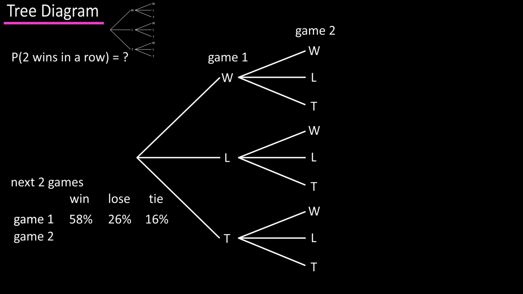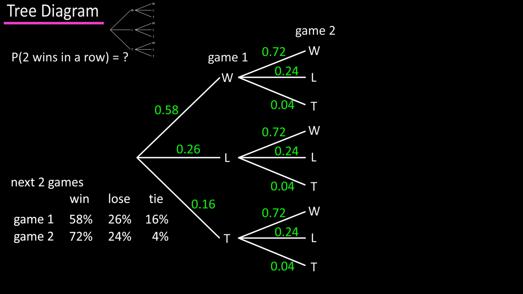Regardless of the results of game 1, your calculations for game 2 give them a 72% probability to win, 24% probability of losing, and a 4% probability of tying. To keep the video short, I've written in all the probabilities on all of the branches. Going down the branch to win game 1 and win game 2, we have 0.58 times 0.72, which equals 0.418, or a 41.8% probability to win the back-to-back games.